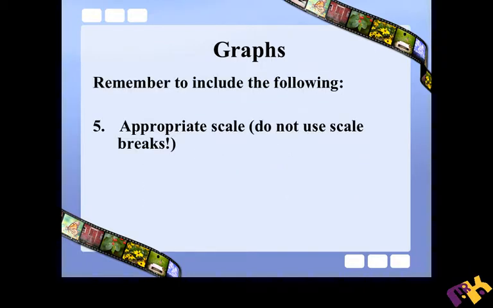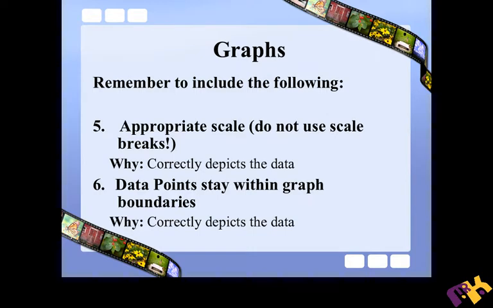Right? And then finally, we want to make sure that we have the right scale. So we don't want to use scale breaks. We don't want to say, on the y-axis, 0, 10, 20, squiggly line, 100, 150. That's not going to be a very good presentation of the data, because it's going to shrink and squash and stretch your trend lines. So you definitely don't want to do that. You want to choose a scale where you can fit all of your data in one glance, and also make sure that your data points stay within those graph boundaries. We don't want data that trails off into no man's land when it comes to graphing.